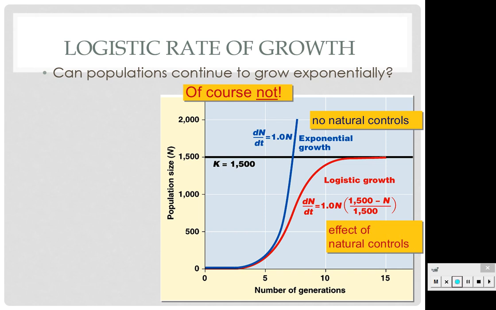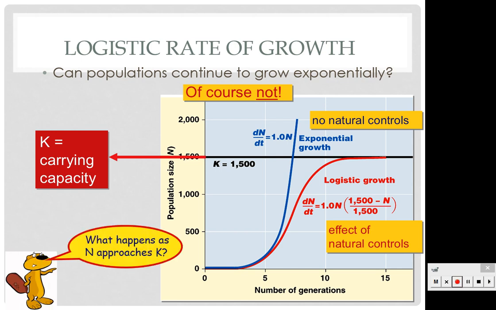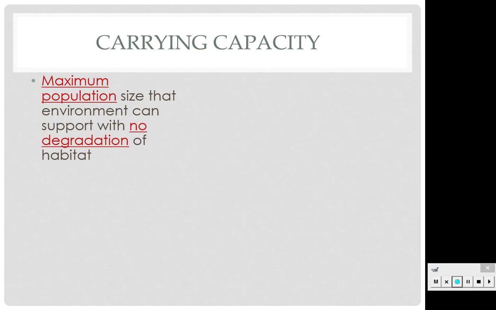Okay, you have logistic growth, which has the effect of natural controls. When you get to that plateau, that is called your carrying capacity. That is the number of individuals that the population can hold. Okay, you get a decreased rate of growth as N reaches K. So they're going to start slowing down.